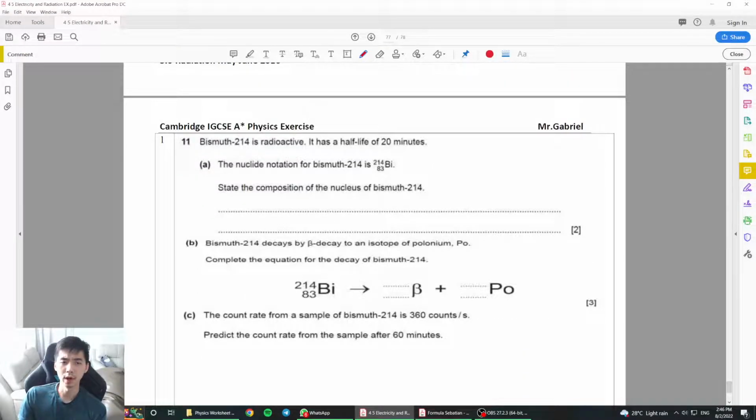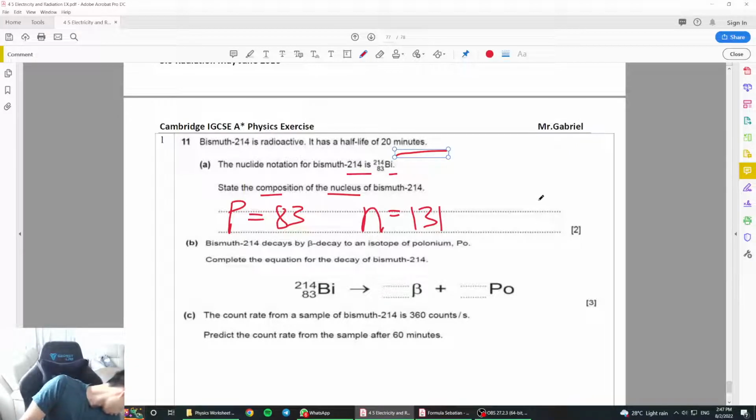Bismuth is radioactive. It has a half-life of 20 minutes. The nuclei notation of bismuth is shown here. State the composition of the nucleus. The nucleus only contains protons and neutrons. So my proton number is obviously going to be 83, and my neutron number is everything else, right? Which is 214 minus 83, giving you 131. Just write proton number 83 and neutron number 131. You would have gotten your full answer here.